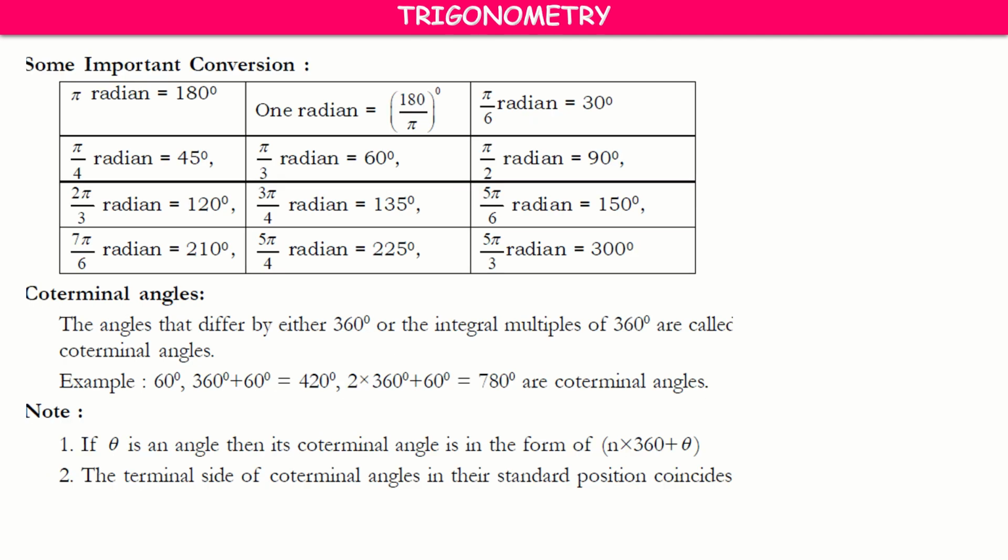Right? Next, observe this. Pi is nothing but 180 degrees, as I said. So pi by 4 means 180 by 4, which is 45 degrees. 2 pi by 3 means 2 into 180, which is 360, by 3.